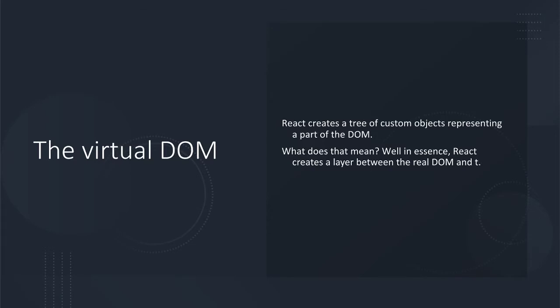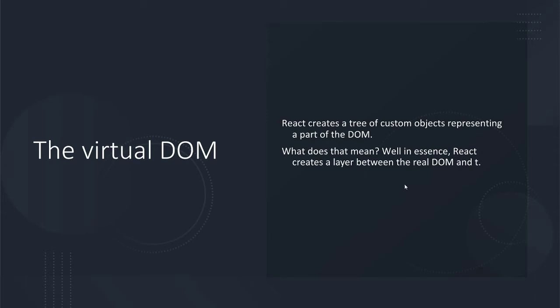Now let's talk about the virtual DOM. The virtual DOM is something that makes React possible, you could say. Now, to explain this, I have something for you that could really help. React creates a tree of custom objects representing a part of the DOM. I don't think you can understand that by just the proper definition. What does it mean basically? Well, in essence, React is a layer between the real DOM and the updates that come to the DOM.